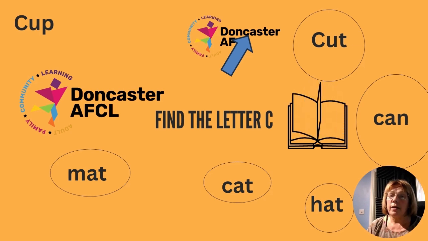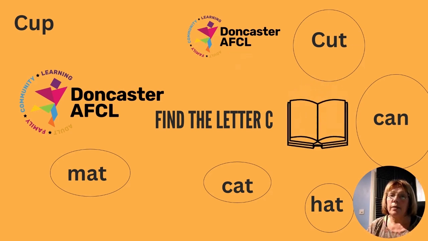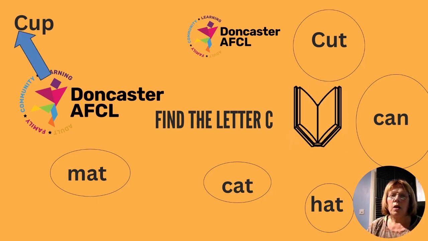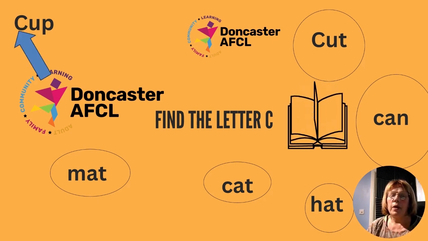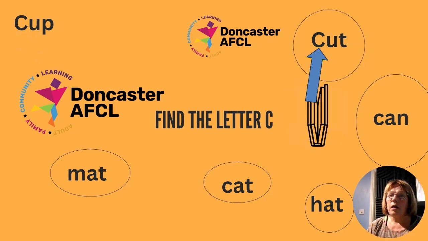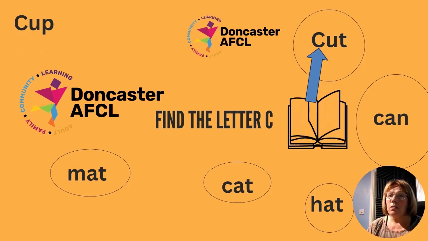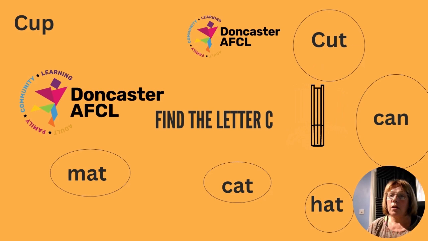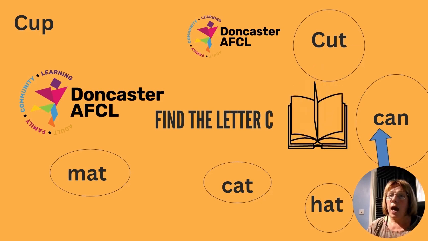So Doncaster, that has the letter C, doesn't it? And AFCL, that uses the letter C. So the C stands for community, adult family, community learning. But what about the beginning of these words around the board? Cup, cup, cup. Cut, cut, cut. Can, can.